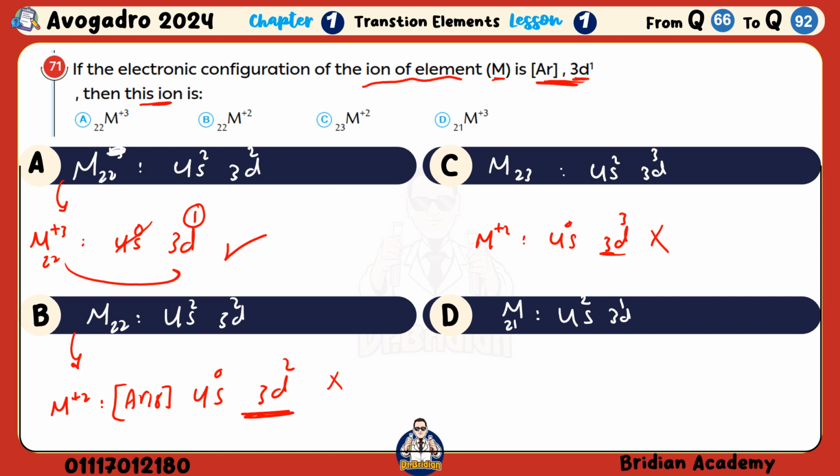Choice D: he asked about oxidation state M positive 3, argon 18, as we know 4s 0 and 3d 0, so 3d contains no electrons, and that is not equal to the 3d1 demanded in the question. So choice D will be rejected. So the right choice will be choice A, M positive 3 22.